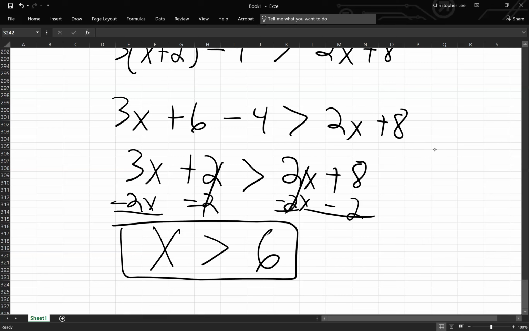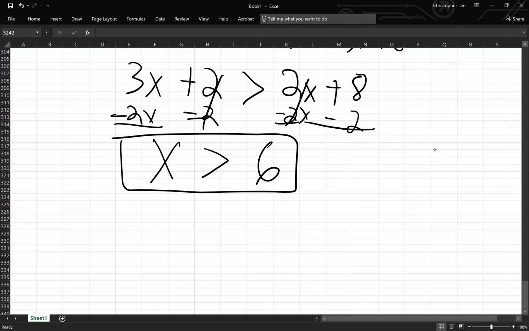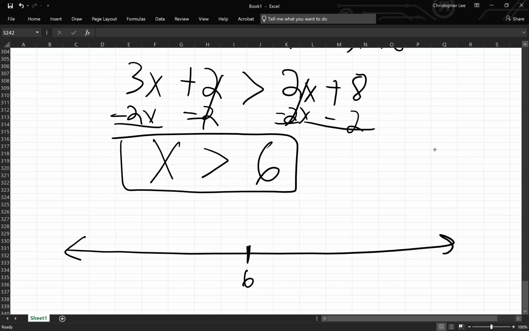Six minus 4 is 2. This would be an open circle. So open circle, right? But let's just say hypothetically speaking that this is 6, and this is going to be 7, 8, 9, and 5, 4, 3. As you said, this is an open circle.